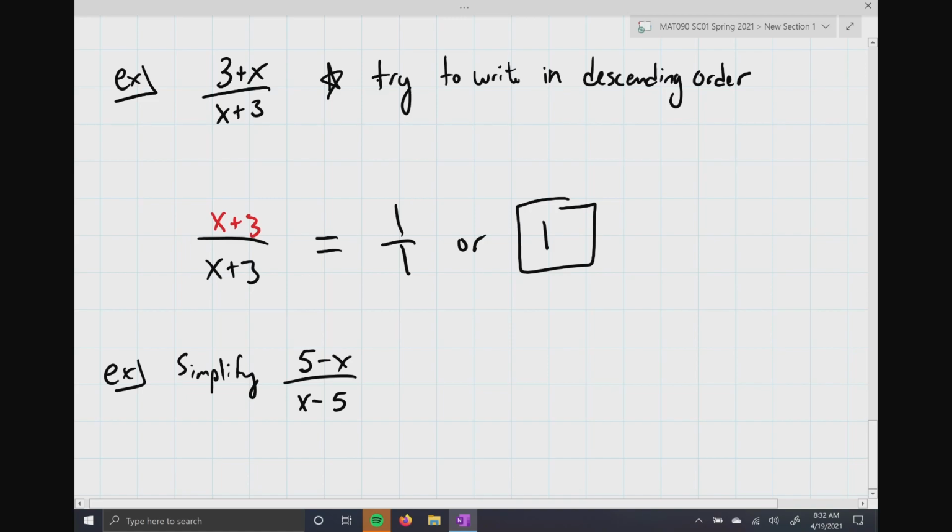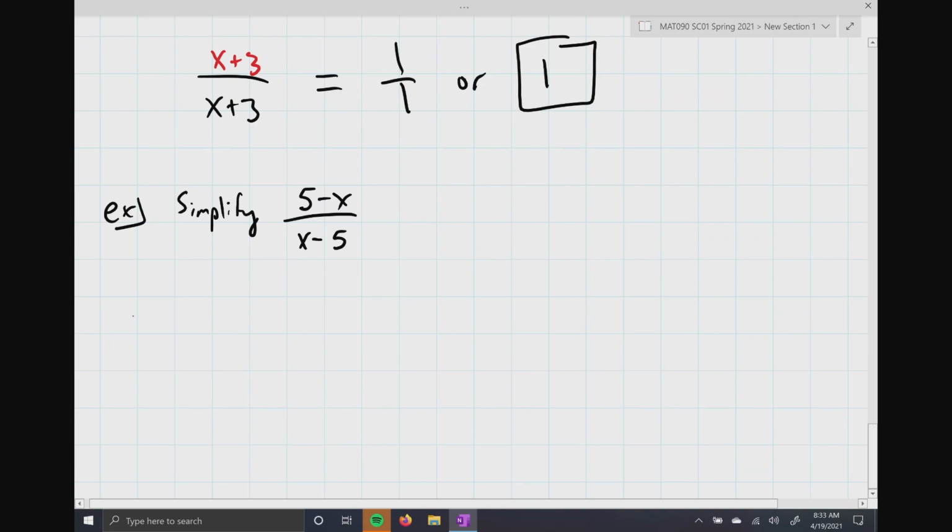All right, so the numerator, we got to rewrite that. So let's rewrite the numerator in descending order. And you're going to see what happens here.